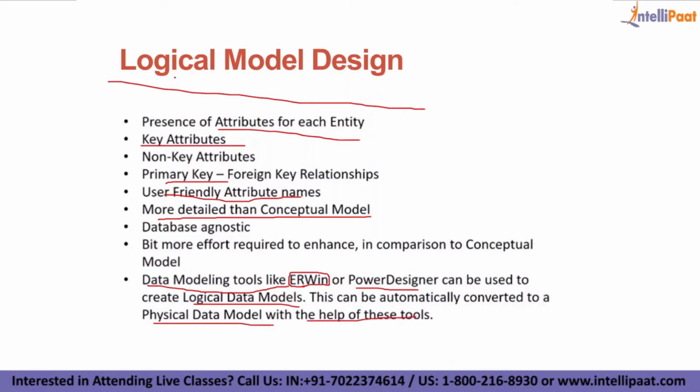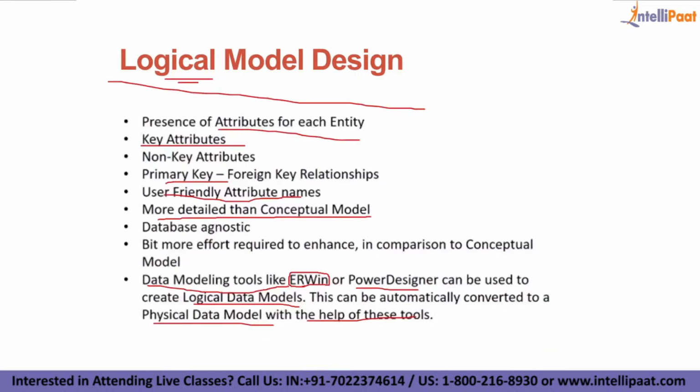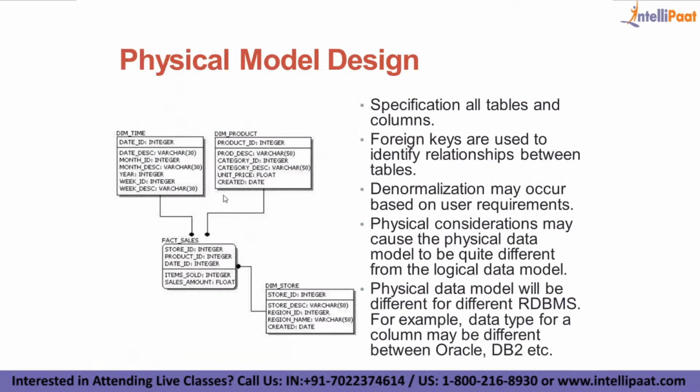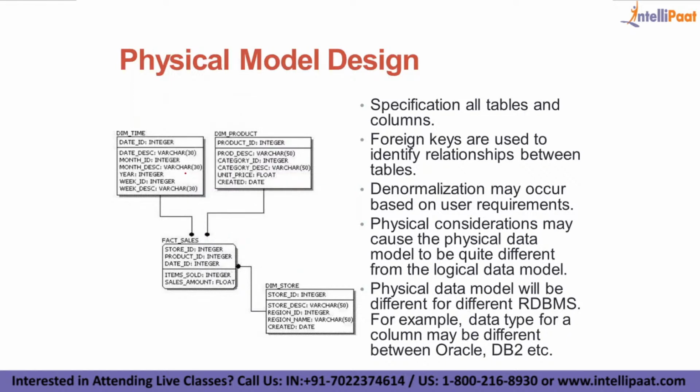So if you create the logical data model, then the Erwin tool will convert this model into a physical data model. It will create the table names and the columns. So this is the physical data model. See here, each and every table will have the column attributes as well as the data type of the attributes and the data length of the attributes.